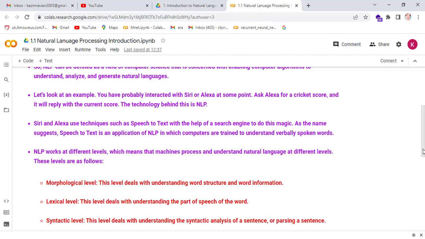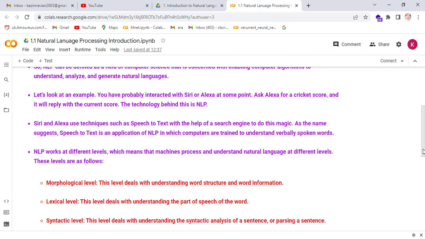NLP works at different levels, which means that machines process and understand natural language at different levels. These levels are as follows. The first level, morphological level. This level deals with understanding word structure and word information. Second, lexical level. This level deals with understanding the part of speech of the word.